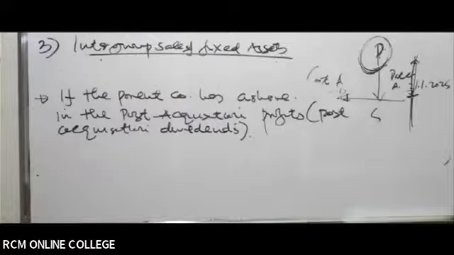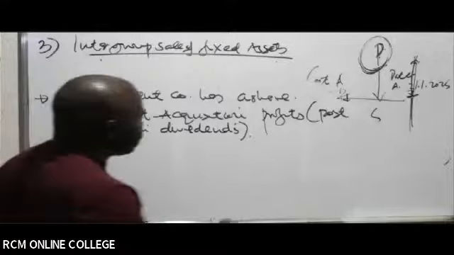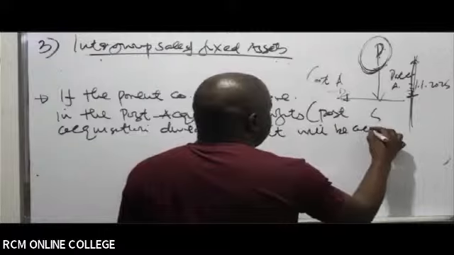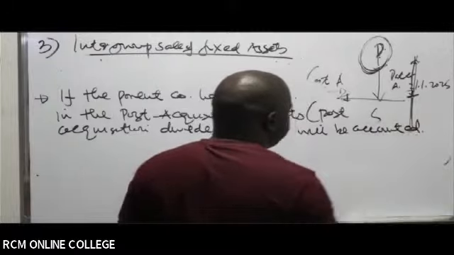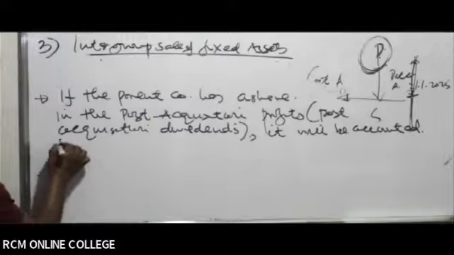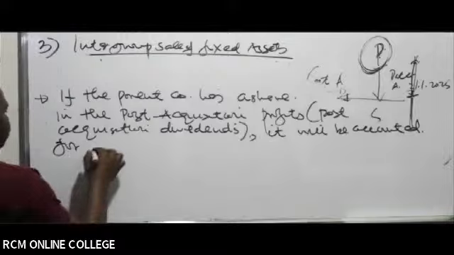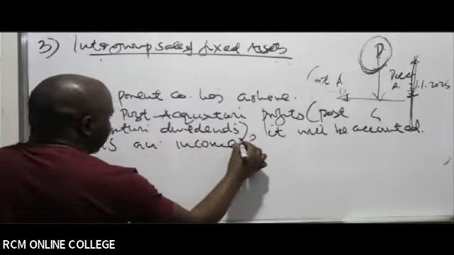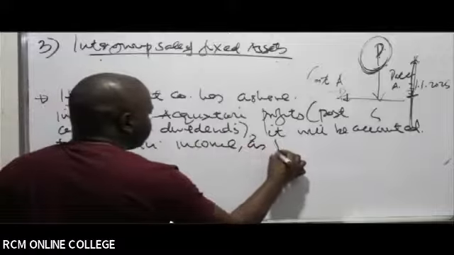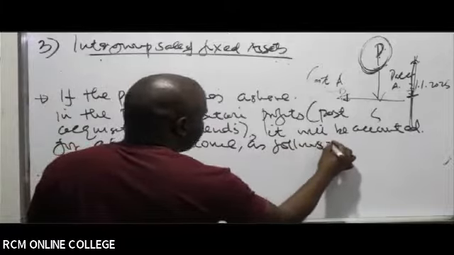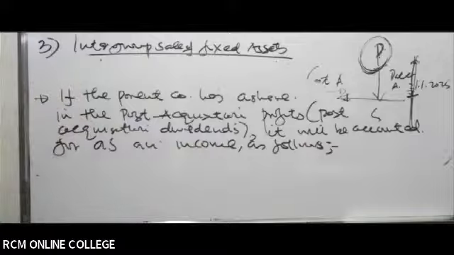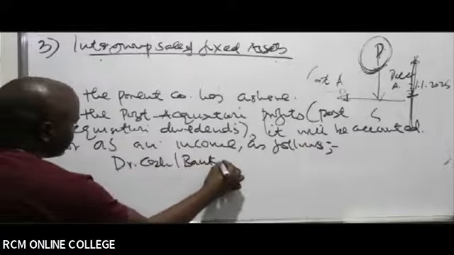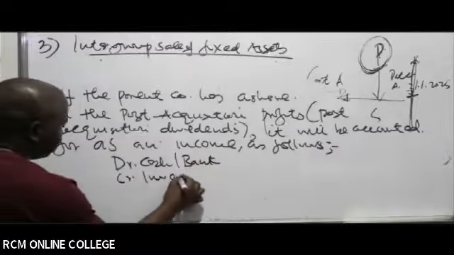It will be accounted for as an income as follows. In this case, you debit cash or bank, then you credit investment income.